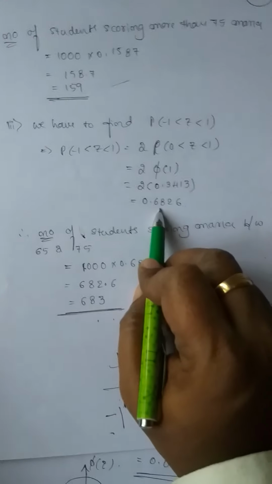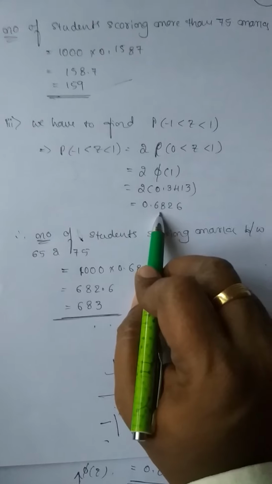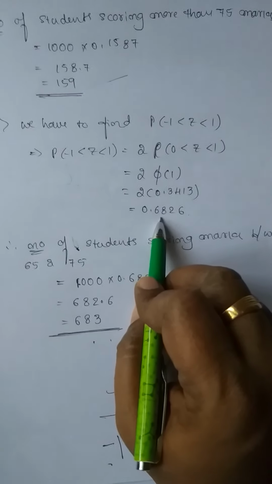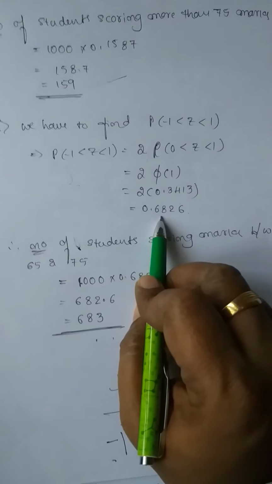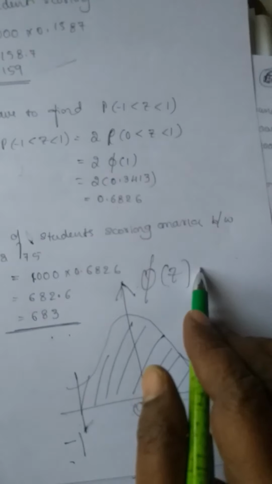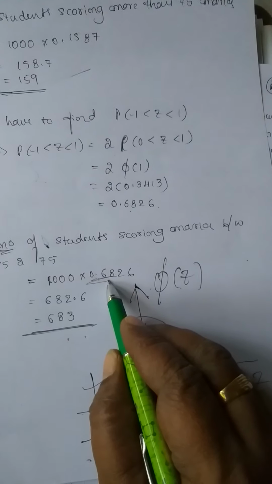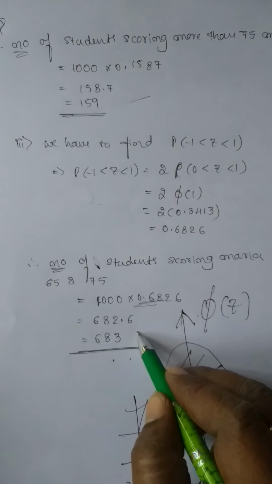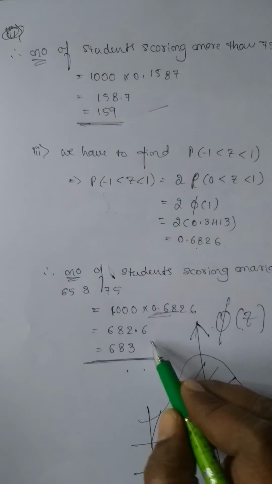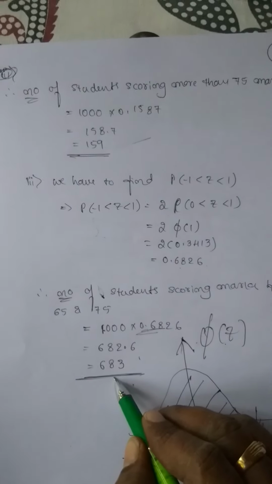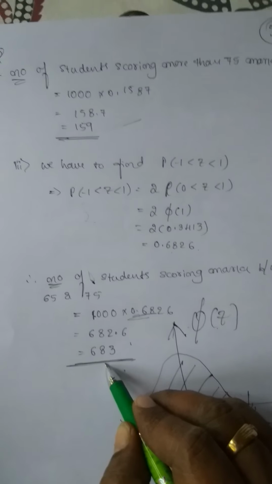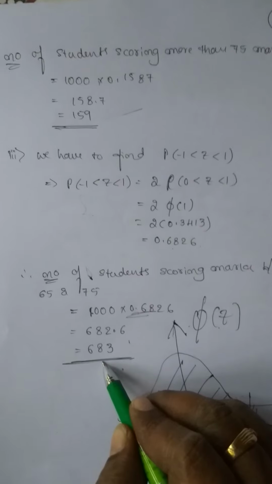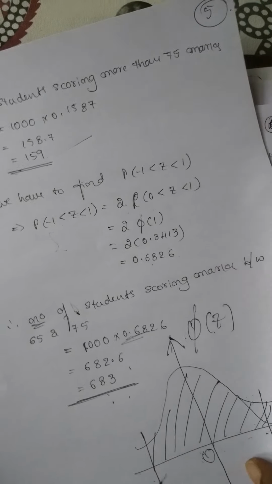So I have to multiply this with 1000 students because I should come to know the number of students who got marks between 65 and 75. So this is the probability of that one, and I can multiply this with 1000. If you multiply that with 1000, you're going to get 682.6, and if you round that up, you're going to get 683. Means what? 683 students out of 1000 students will score marks between 65 and 75. Okay.